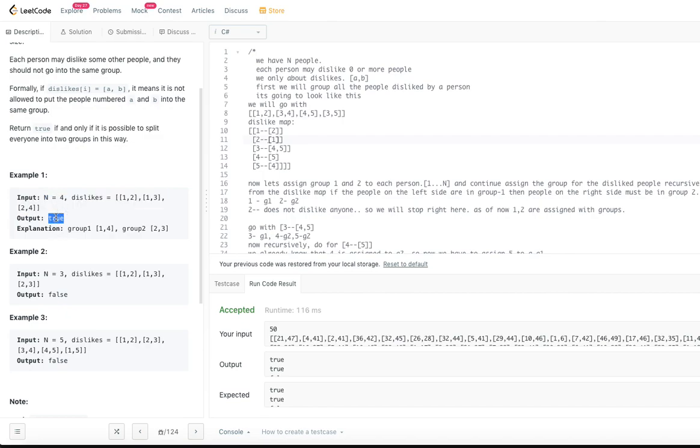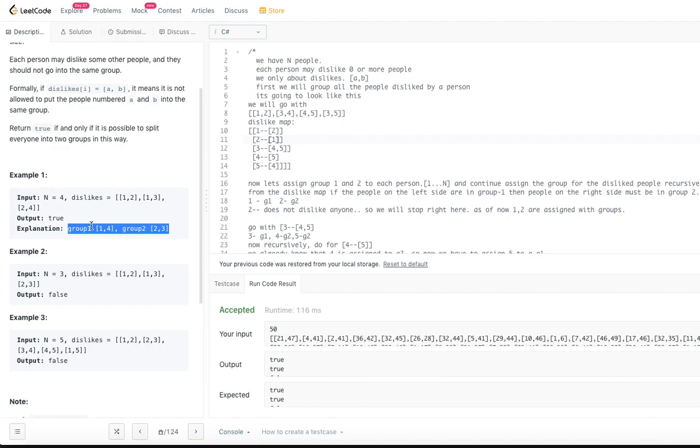The explanation given is you put 1 and 4 in one group and 2 and 3 in the other group. If you go back and look at dislikes, 1 and 2 should not be in the same group. Yes, 1 is in group 1, 2 is in group 2, good. 1 and 3, 1 is in group 1, 3 is in group 2. 2 and 4, 4 is in group 1, 2 is in group 2. That's how the segregation into two groups works. So for this particular input we would return true.